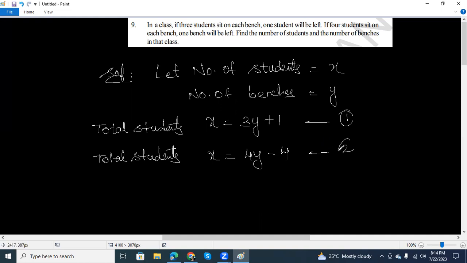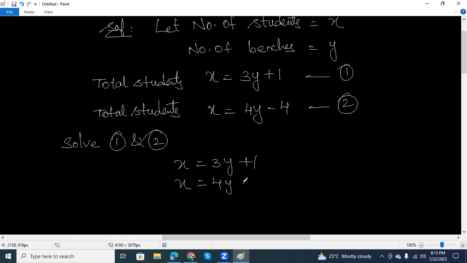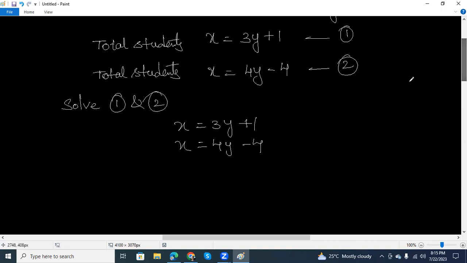So now this will become the second equation. Now we need to solve 1 and 2. Here the x coefficients are the same, 1 and 1. So we can write directly. First equation is x is equal to 3y plus 1. Second, x is equal to 4y minus 4.